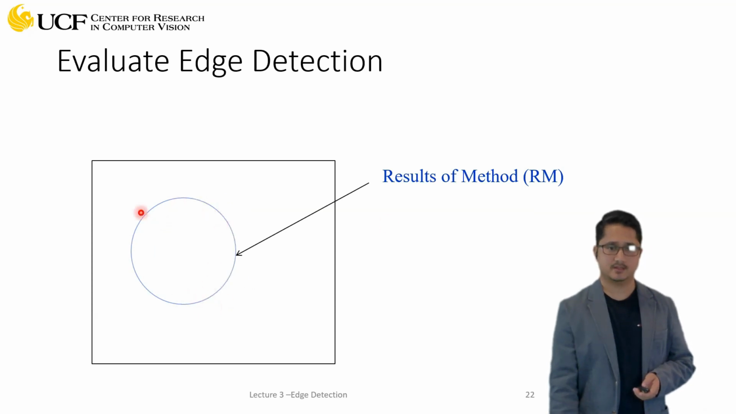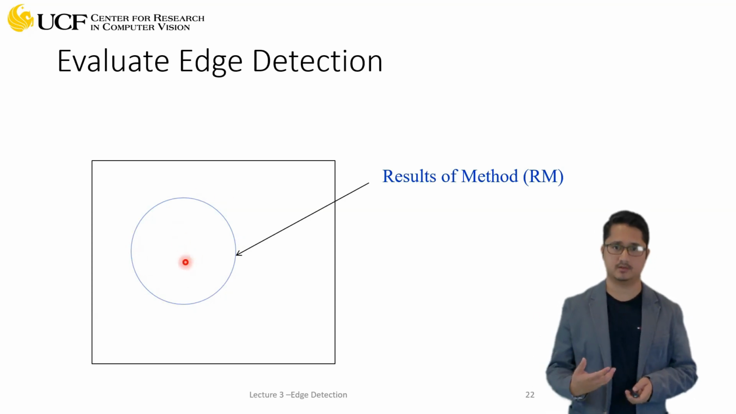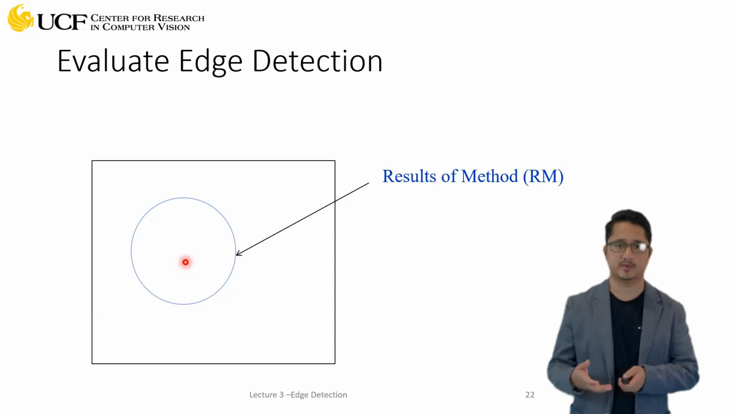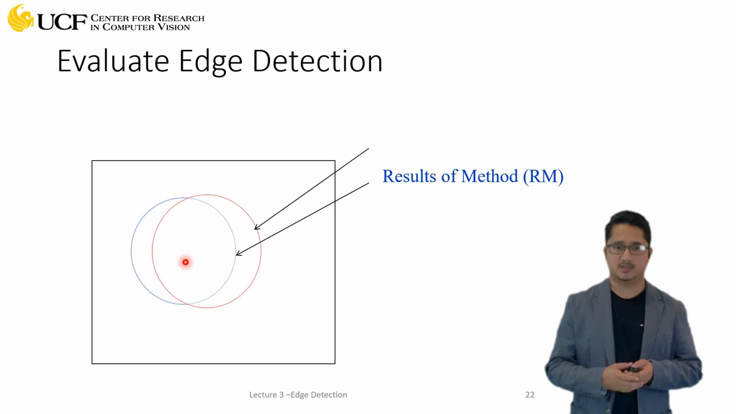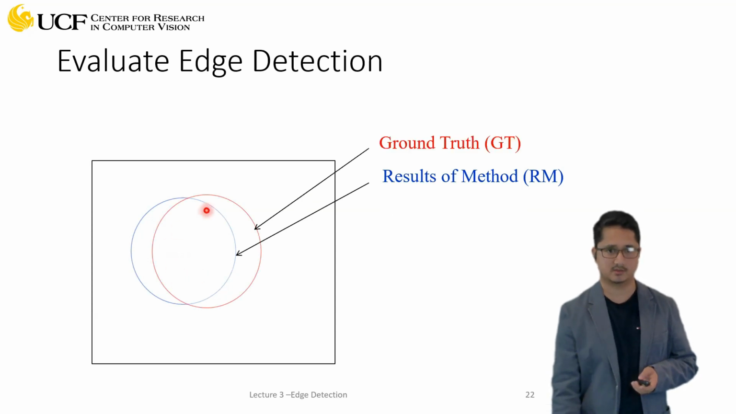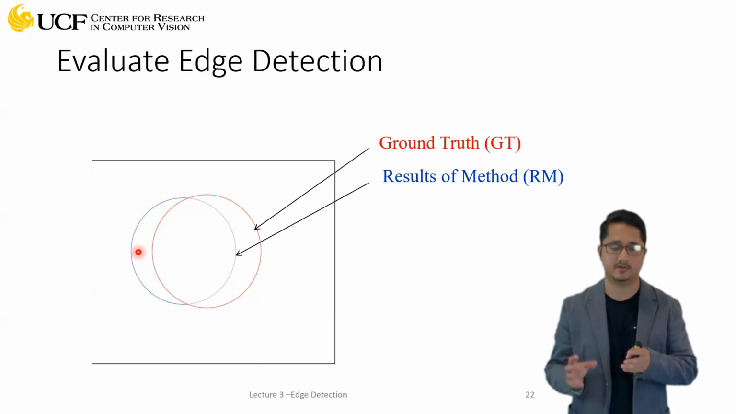Now, let's say this circle over here represents all the edges which your method is actually saying are edges. So this is the result from your method. The red one is, let's say, the ground truth, the set of actual edges. If you look at this, you can see that you are saying all these are edges. But again, this is at a conceptual level, we don't have any edges here. So this is just the set of edges we have.